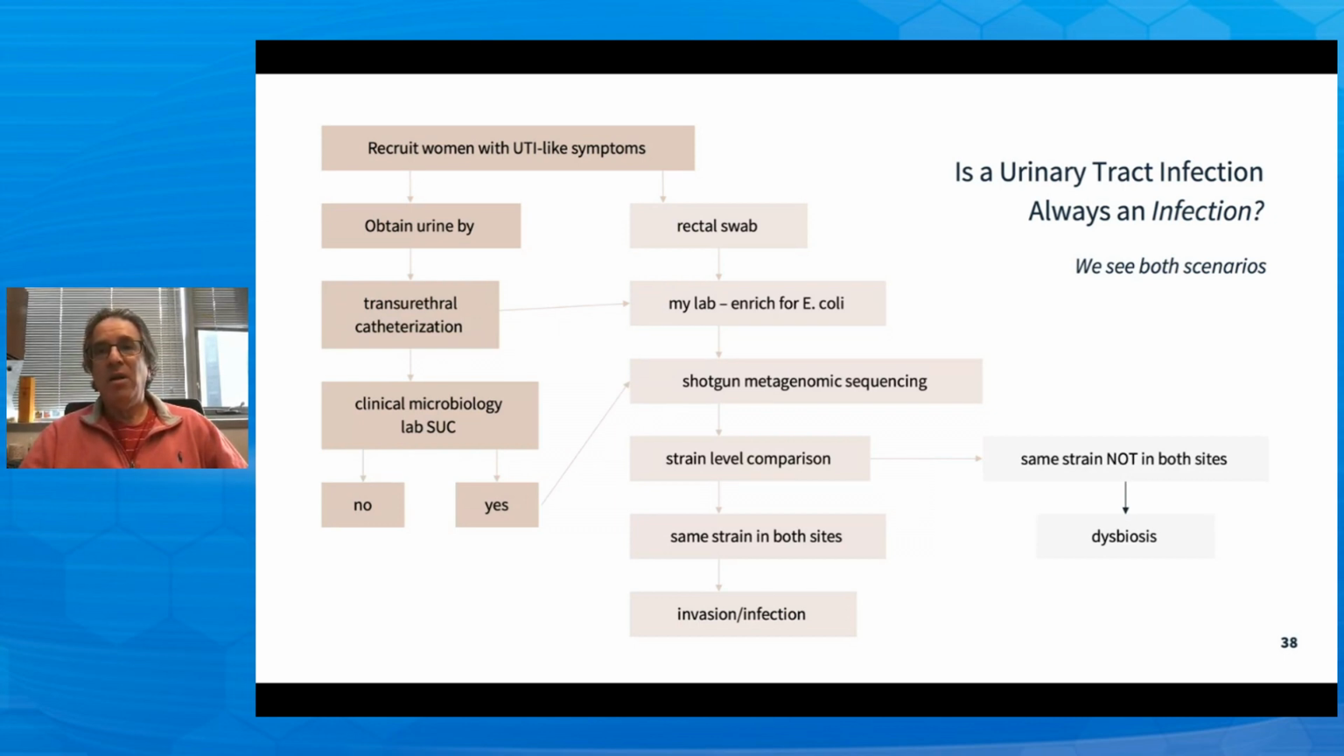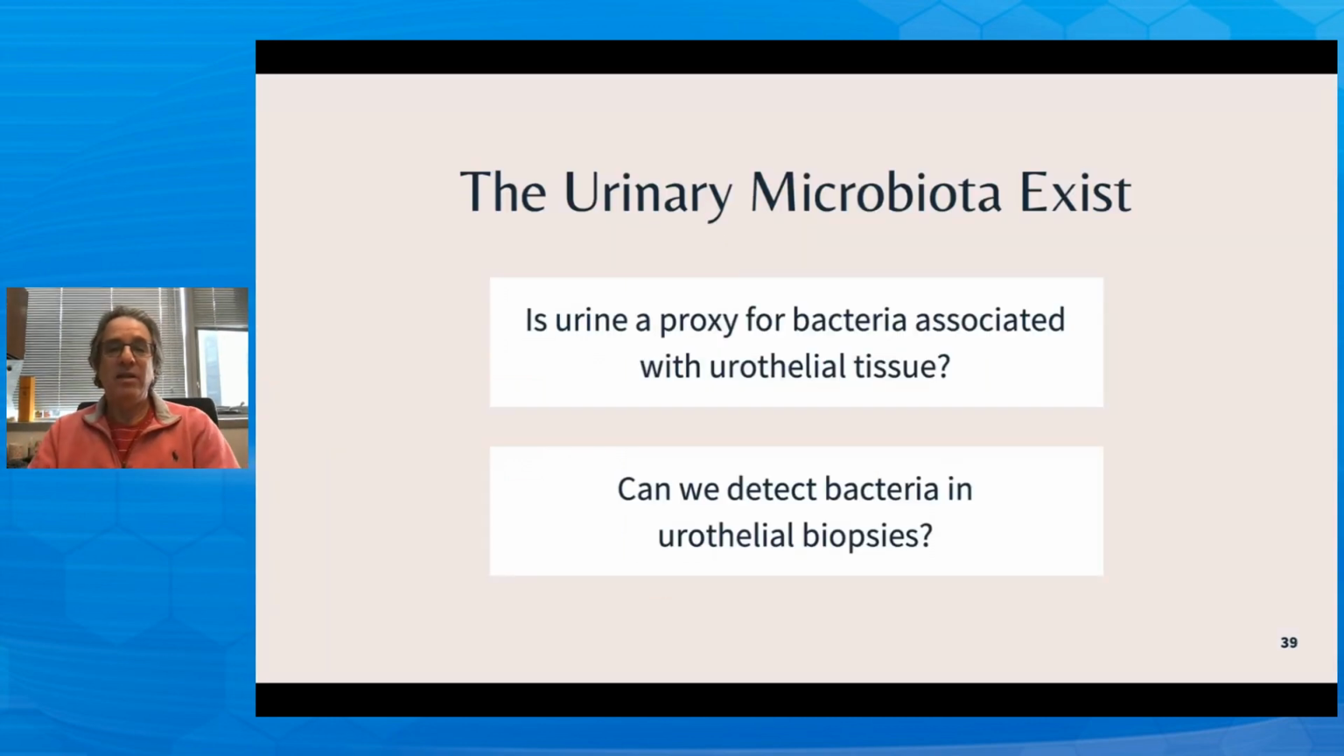Okay, so this is not, we haven't published this yet. We're still working on it. We actually have enriched for all sorts of bacteria. So we're going to be able to report on more than E. coli. Okay. Lastly, now that we know the urinary microbiota exists, the question is, do those bacteria really live in the urine? Or is the urine a proxy for bacteria that are associated with the urothelial tissue? Look, if bacteria are in the urine, there's two problems.